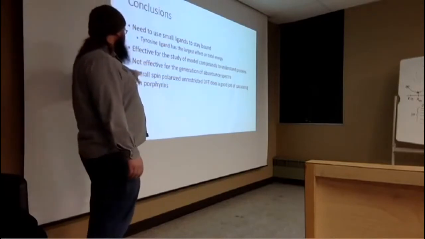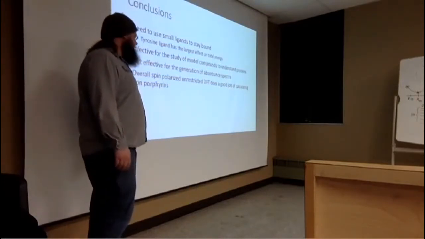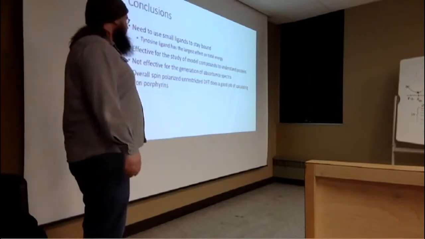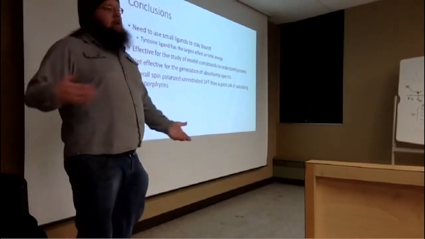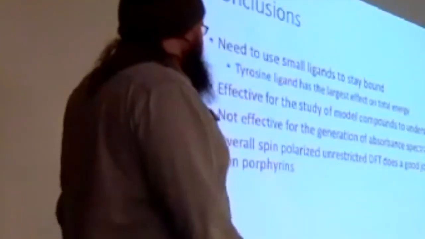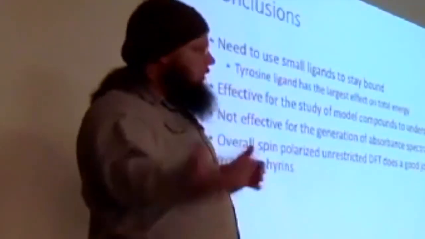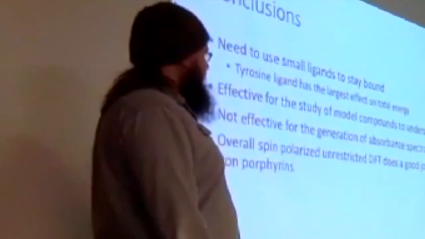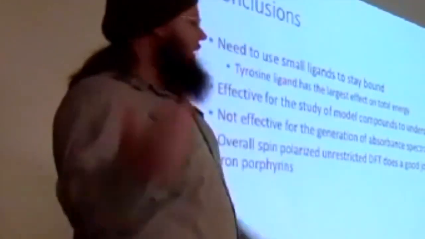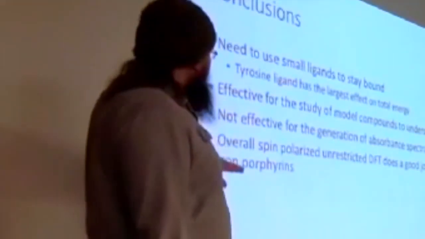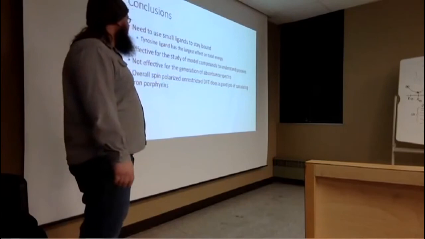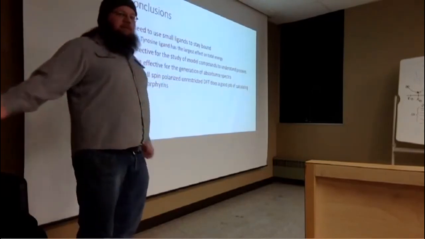It doesn't seem to be very effective for generation of absorbance spectra, but I know I've read several papers where they have generated vibrational spectra and they match fairly nicely with published experimental results. So there's one thing that we can use, but the absorbance spectra don't seem to be as useful, or obviously I did it incorrectly. Overall, the spin polarized unrestricted DFT does a fairly good job of calculating for iron porphyrins.